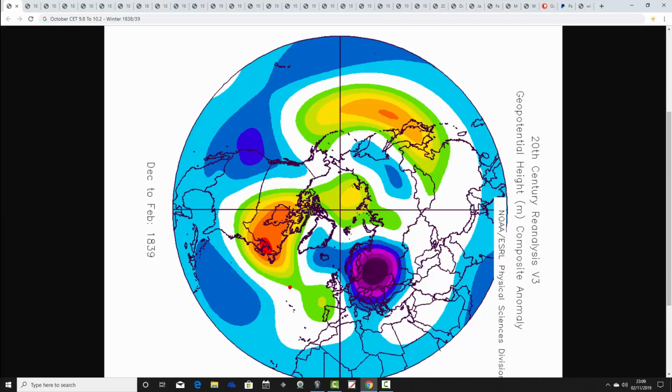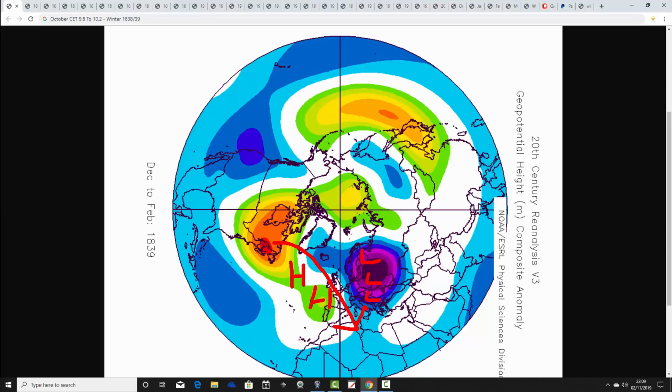Right, so coming back to the analogues then. So this is our first winter for this analogues package, following October CETs of 9.8, 10.2. This winter of 1838, 1839 looks like it was quite a coldish winter with below average heights to the east and above average heights out to the west. And the winter of 1838, 1839 would leave us then bringing quite a cold northwest wind.